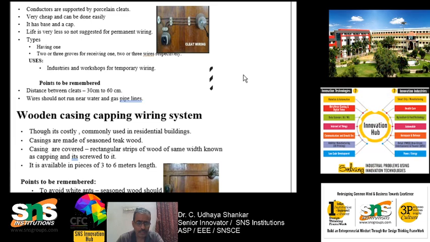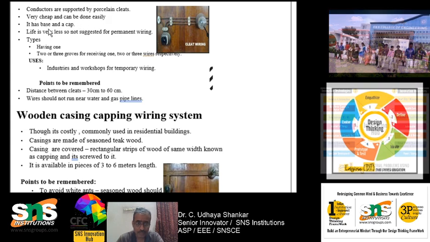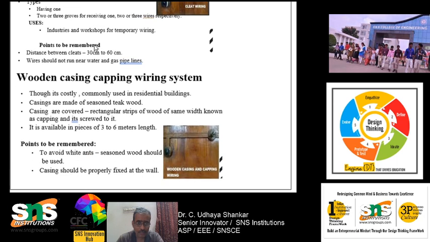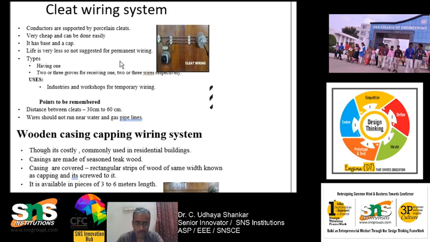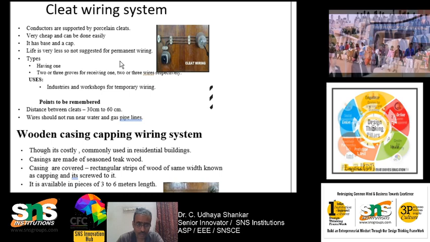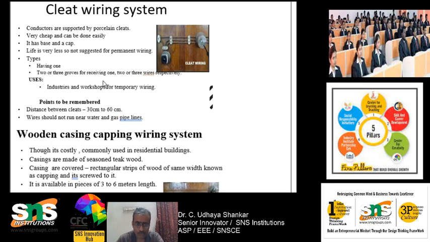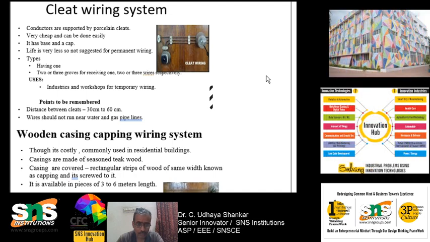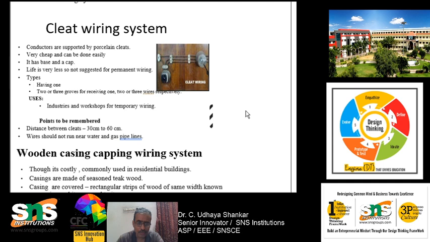In the cleat wiring system, the conductors are supported by porcelain cleats. Here you can see the diagram. It is very cheap and can be done easily. It has a base and cap, and its life is very short, so it is not suggested for permanent wiring. The cleats have one, two or three grooves, and it was normally used earlier in industries and workshops for temporary wiring. The main points to be remembered are that the distance between the cleats is around 30 centimeters to 60 centimeters, and the wires should not run near water or gas pipes, which is very important, otherwise the wood will be easily damaged.